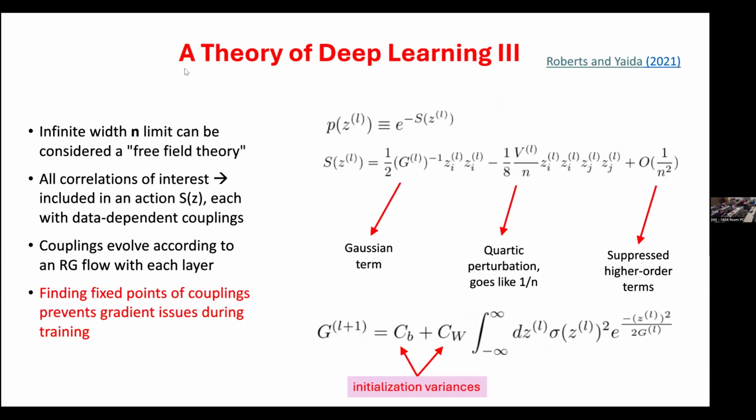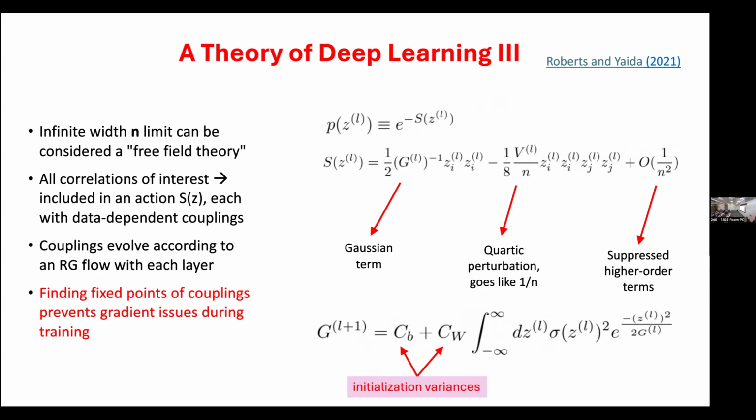So to really solidify this analogy to field theory, we say, okay, our probability distributions of outputs in any given layer are going to end up looking like some sort of exponentiated action. And that's going to have a Gaussian term, and then it's going to have a bunch of higher order contributions that are suppressed by powers of the width n here. And so we have a 4-point interaction and then all these other higher ones that are suppressed.